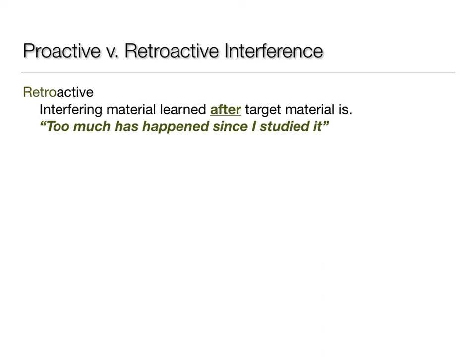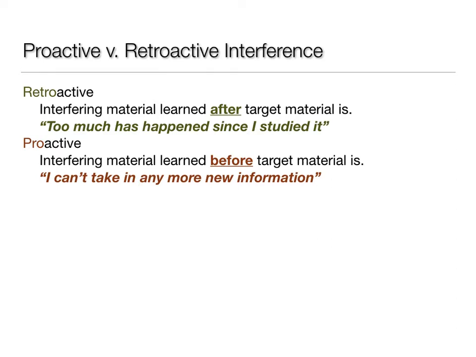Retroactive interference is where we're having a hard time remembering because interfering material was learned after the target material, okay? So too much has happened since I studied it. If at the final you can't remember information from chapter 1, that could be retroactive interference. All the chapters that came after it are interfering with your ability to remember what you learned in chapter 1. That would be retroactive interference.